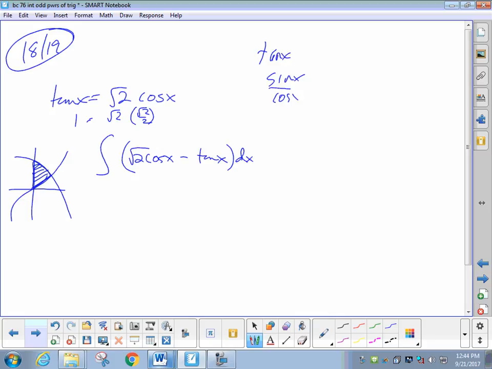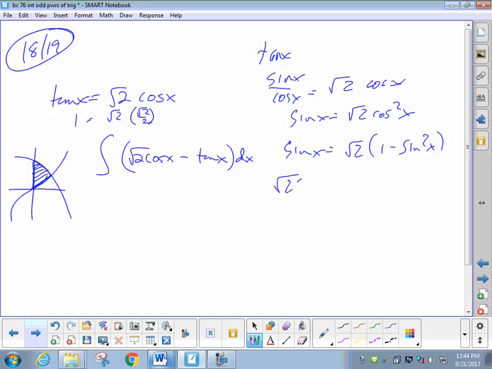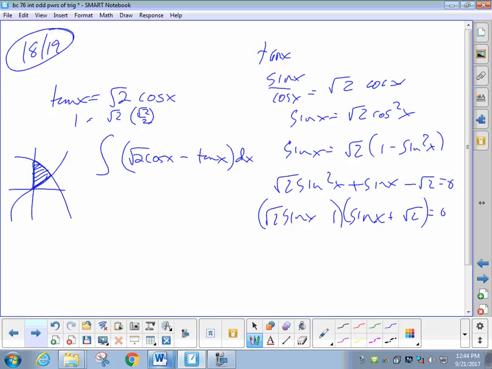sine of x over cosine x equals root 2 cosine x. So sine of x equals root 2 cosine squared x. Sine of x equals root 2 times 1 minus sine squared. So root 2 sine squared plus sine minus root 2 equals 0. It does factor: root 2 sine, root 2 and 1, and positive and negative.